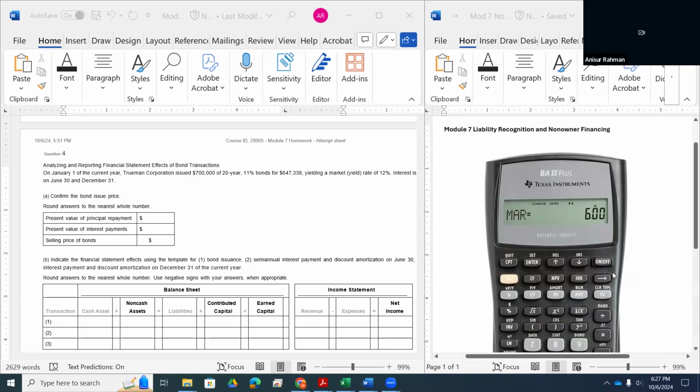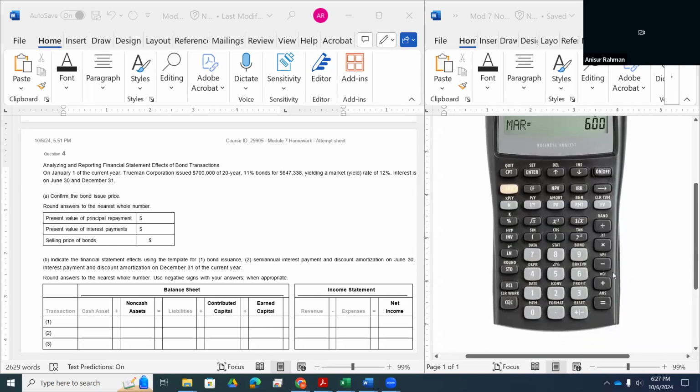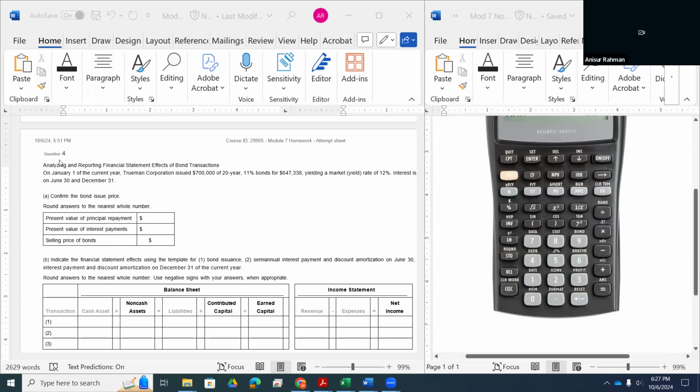The first problem we would like to solve is question 4. In this module, we will use a financial calculator to solve some of the problems.